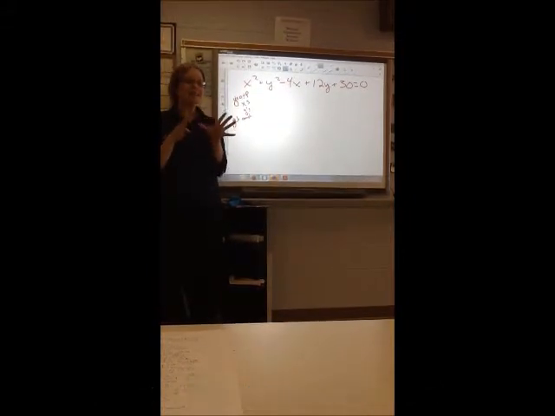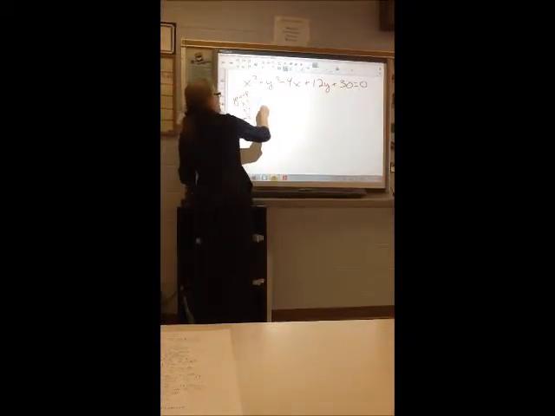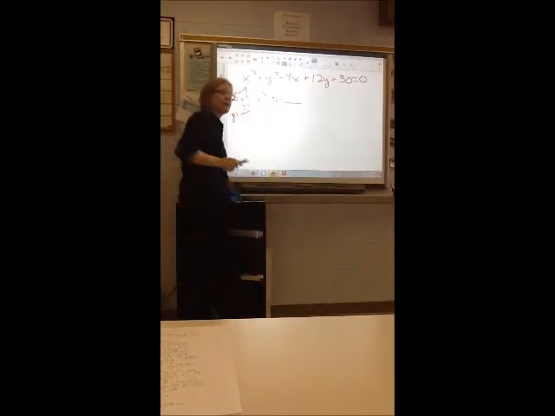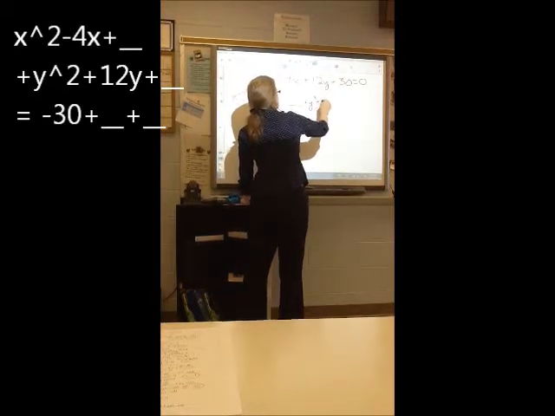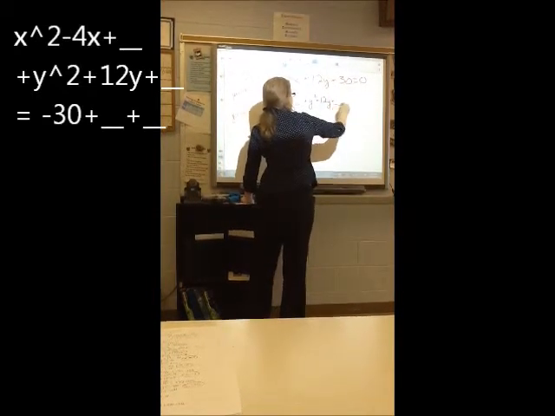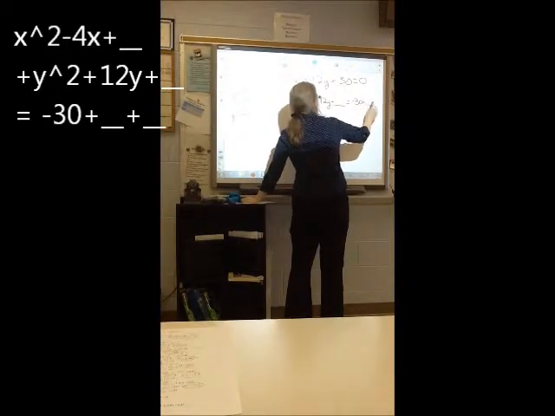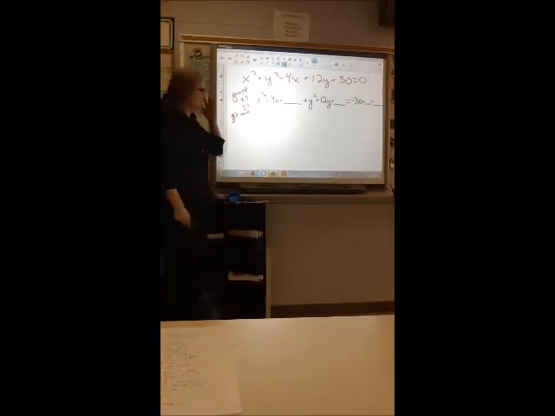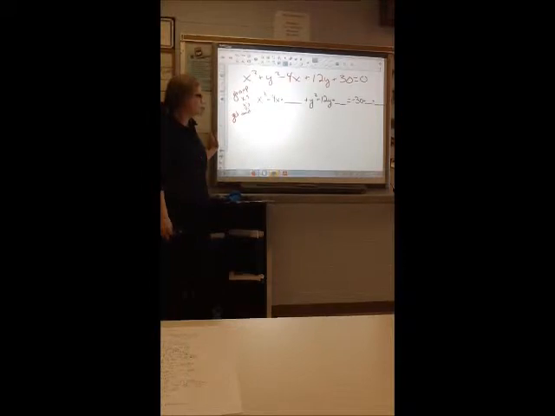And for reasons that will become clear in a moment, I'm going to want you to leave some blanks. So, x squared minus 4x plus blank, plus y squared plus 12y plus blank, equals negative 30 plus blank plus blank. We're going to fill in the blanks in a minute. How big should the box be? Full page. At most, it'll need like 2 digits. All right.